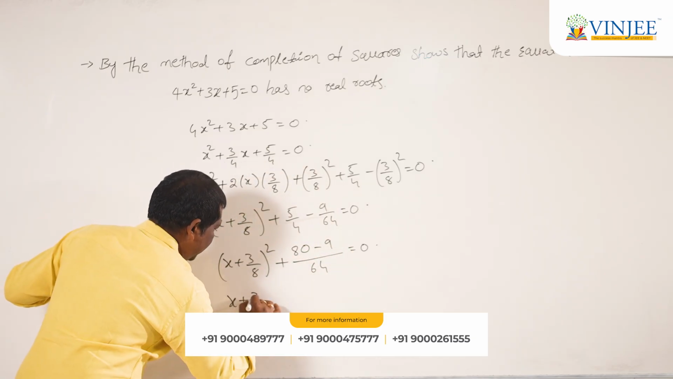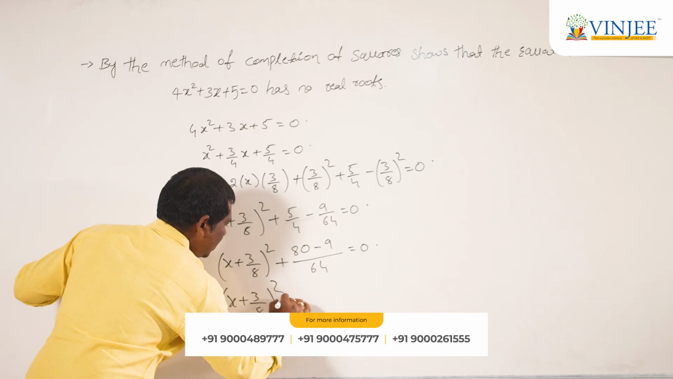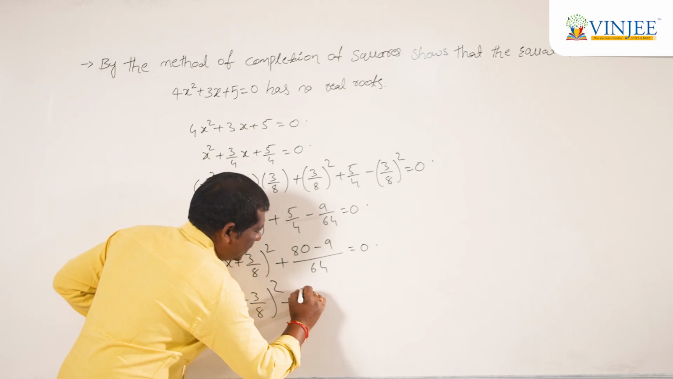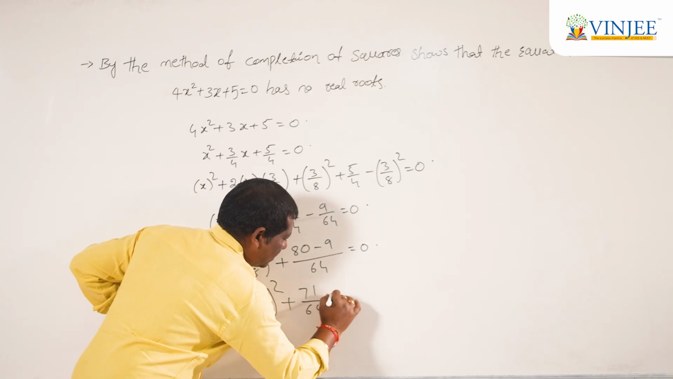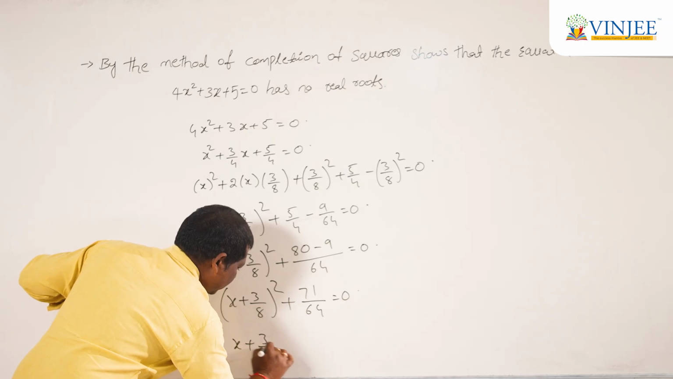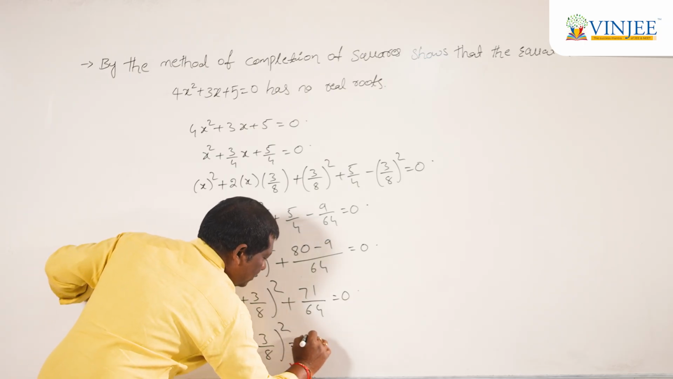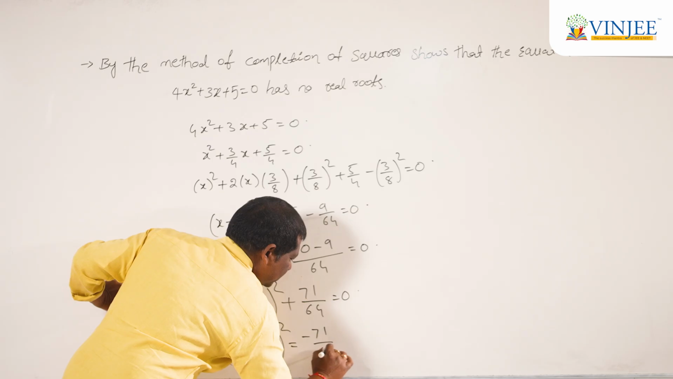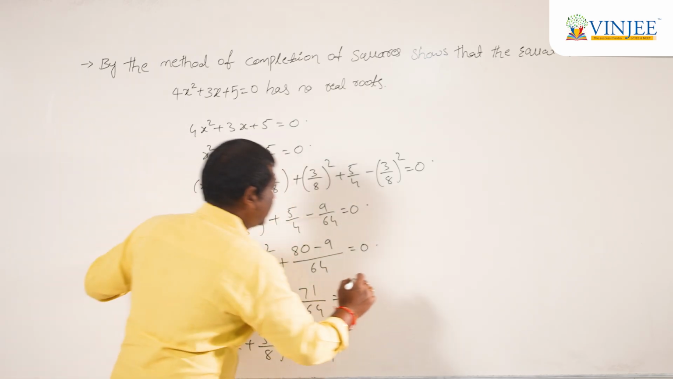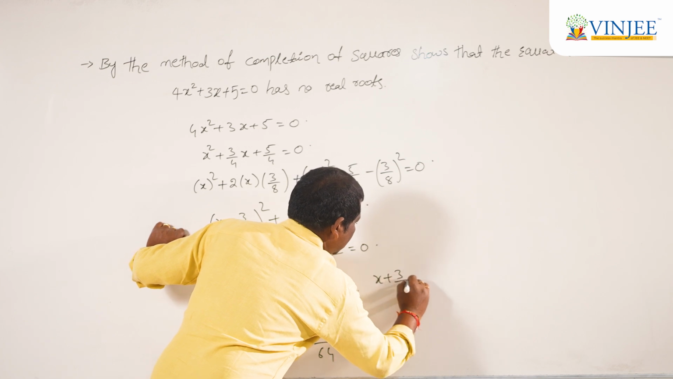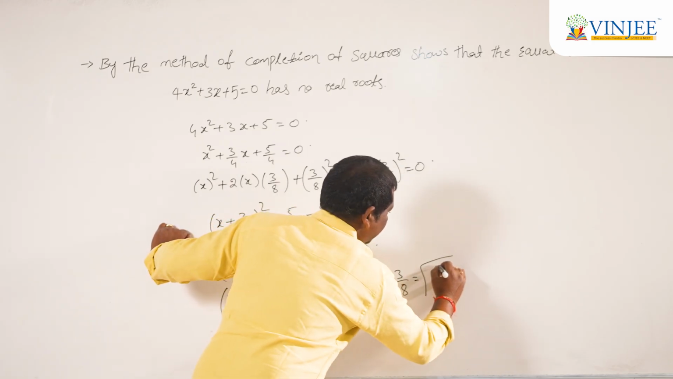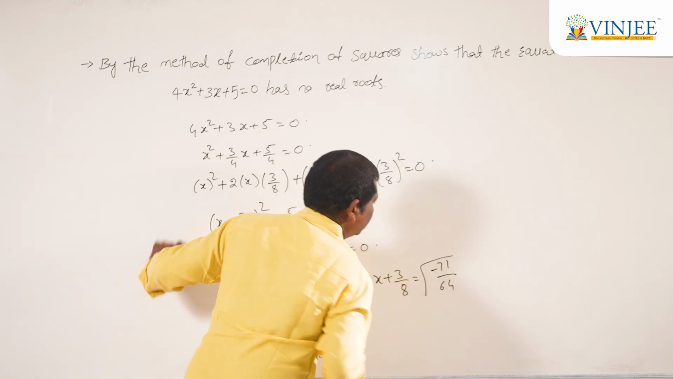x plus 3 by 8 whole square plus 80 minus 9, that will be 71 by 64 equal to 0. Now x plus 3 by 8 whole square should be equal to minus 71 by 64. Now here x plus 3 by 8 should be equal to under root of minus 71 by 64.